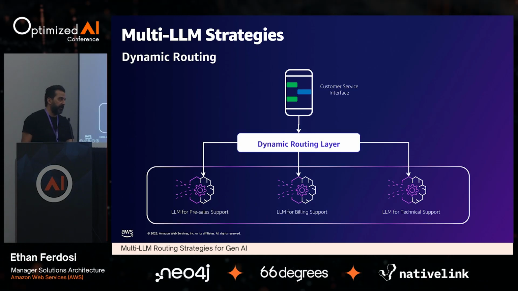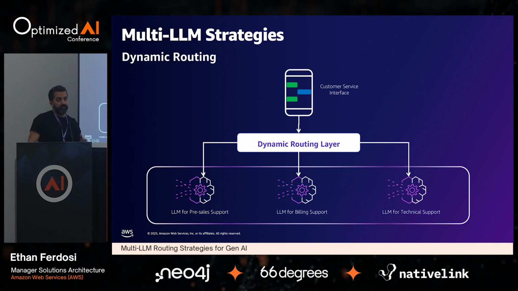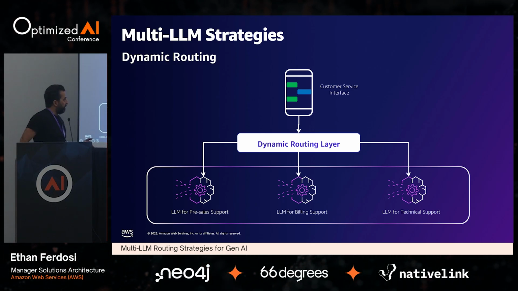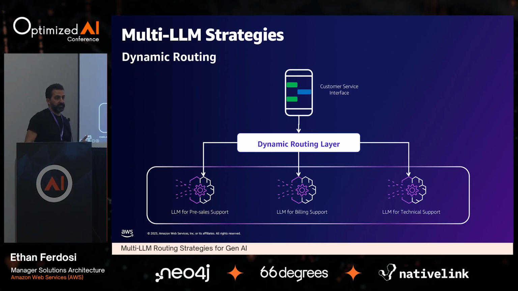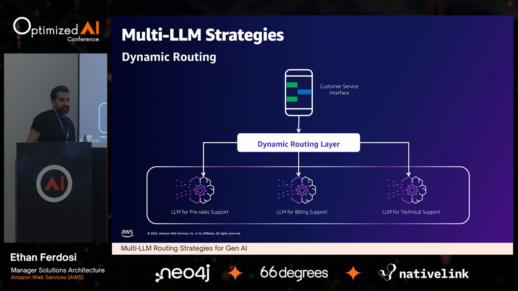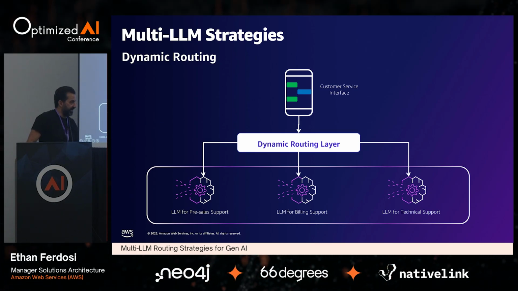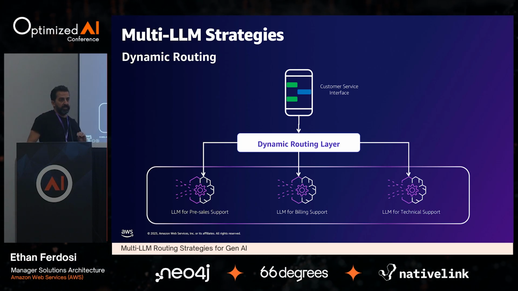Alternatively, you have something called dynamic routing. There are many ways to implement dynamic routing. As its name clearly says, you have a layer in between your application, your user interface, and your models that does this routing logic for you. Imagine this is an example for a customer service chatbot. A user comes in and asks a question, like, I have a problem with my laptop. Then your routing layer decides which department in the organization it should be routed to.